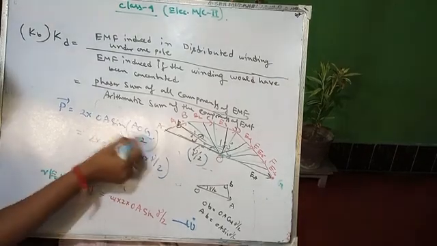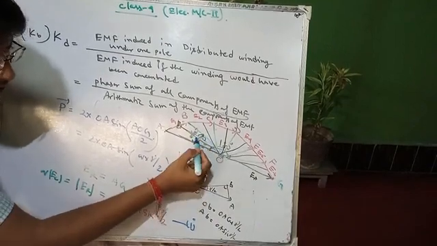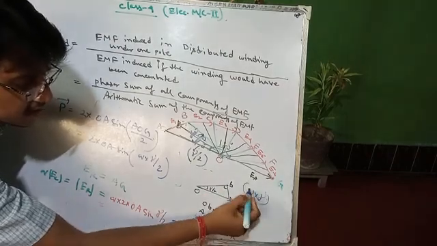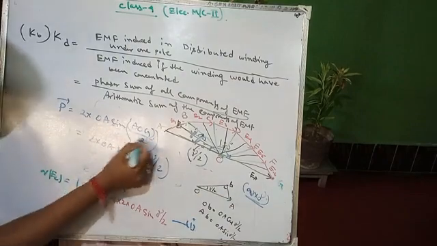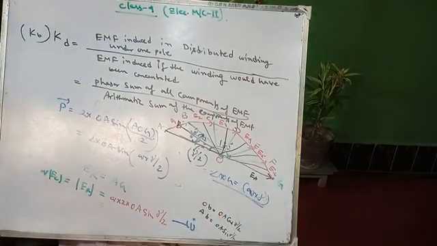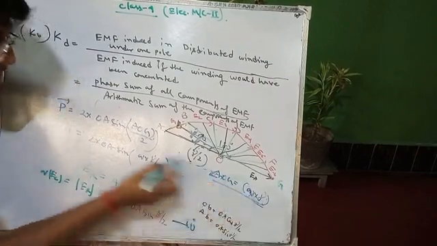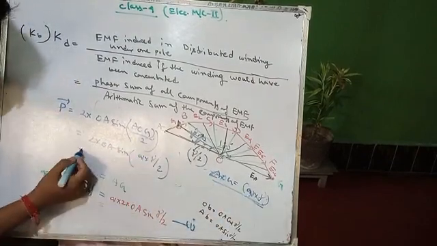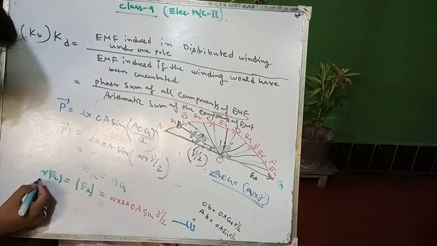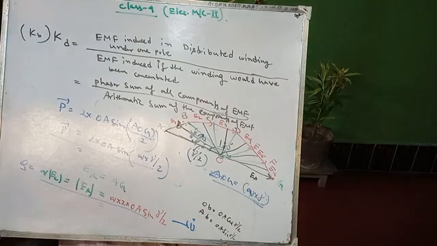Because what is the angle AOG? Each angle is gamma, and there are q number of angles, so the total angle equals q into gamma. So angle AOG is nothing but q into gamma, so we put q into gamma by 2. So the p vector is the resultant sum of these. This is the arithmetic sum, and this is the resultant sum, or you can write it as capital Q.